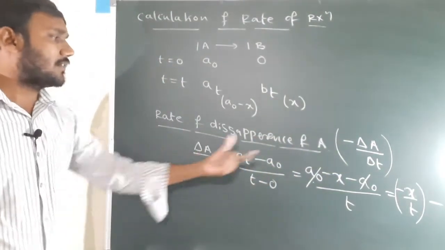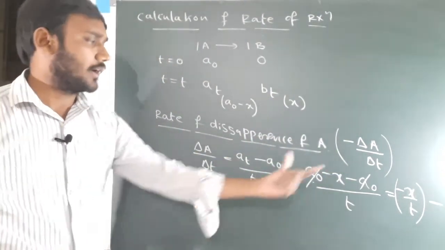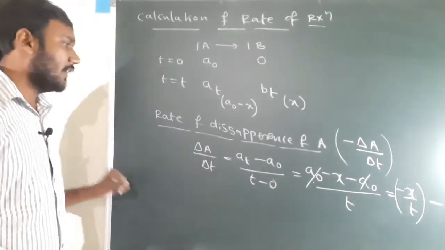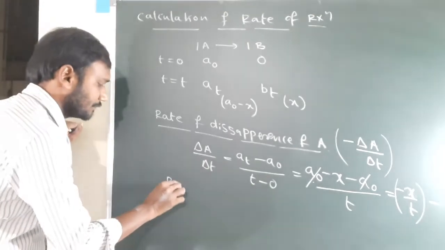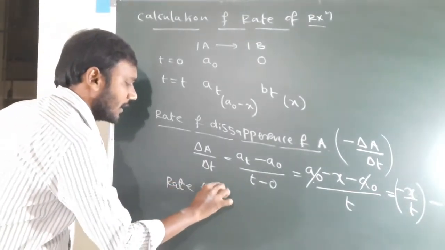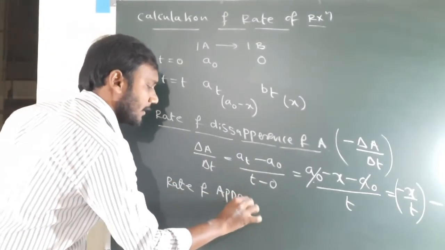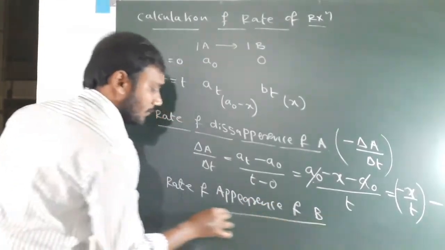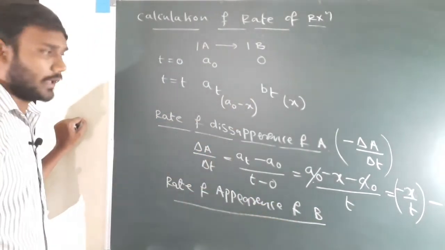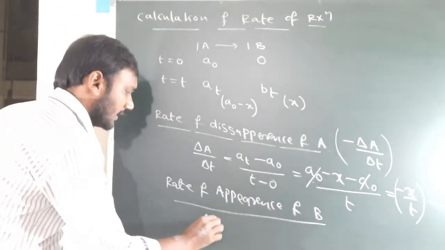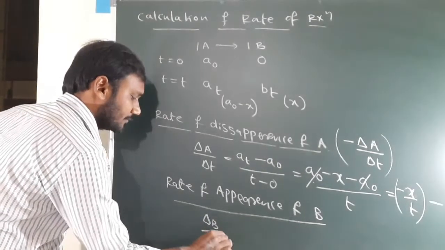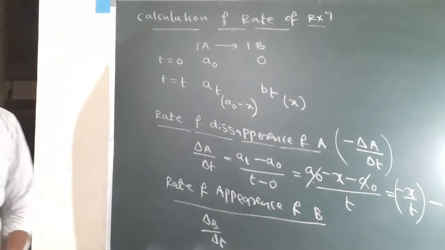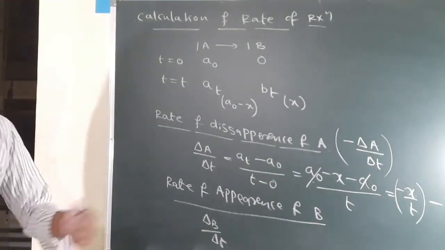So the rate of disappearance of A is completed: minus x by t, multiplied again by the minus, gives x by t. Next, the rate of appearance of B, because B is forming. How can you show that? Delta B by delta t. Rate of appearance of B is delta B by delta t.